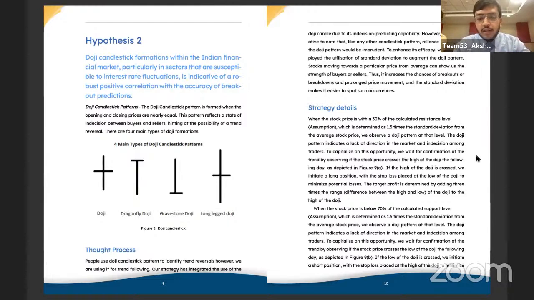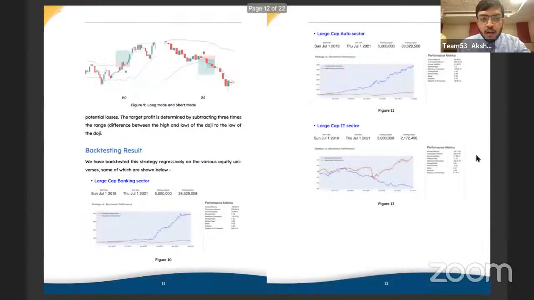We know that indecisiveness in the market increases when the market stretches towards its extreme. Hence, we use the standard deviation to find the stretches in the market and find the areas in which we can find opportunities. As you can see in figures 9A and 9B, whenever the market price reaches within 30% of the 1.5 times the standard deviation plus the market current price, we search for long positions. Whenever the doji appears, we know that there is indecisiveness, and if bias emerges on the following day, we take the long position by placing the stop loss at the low of the doji and taking a risk reward ratio of 1:3.